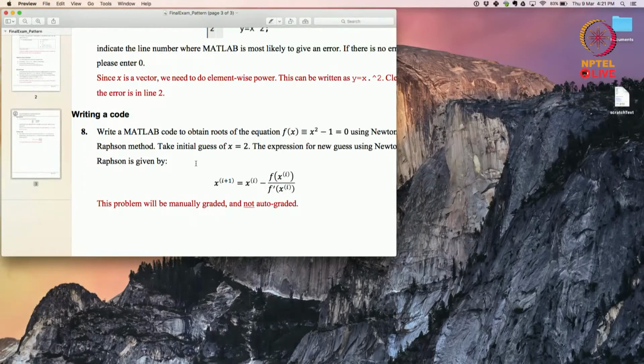And the final one is to write a MATLAB code. This will be a relatively short MATLAB code. We know that you do not have access to MATLAB, so we are not expecting that we will copy paste and put it in MATLAB and see whether the code is correct or not.